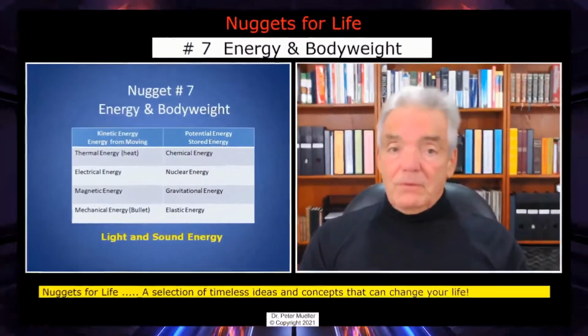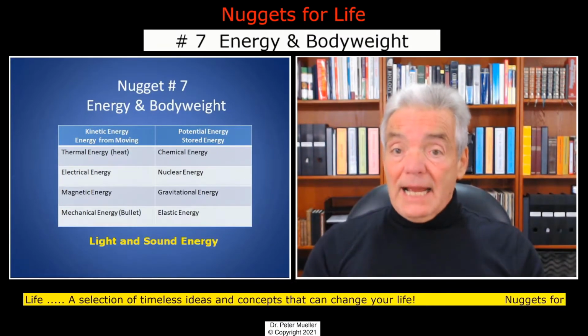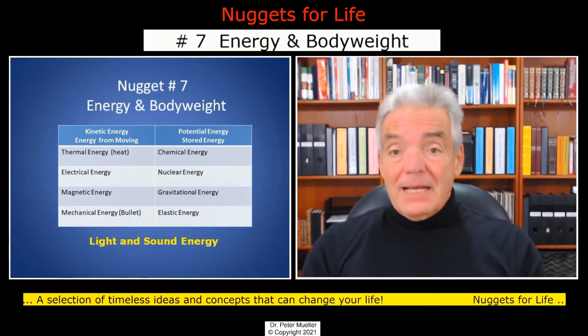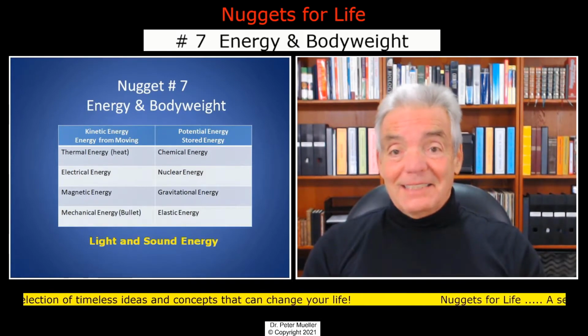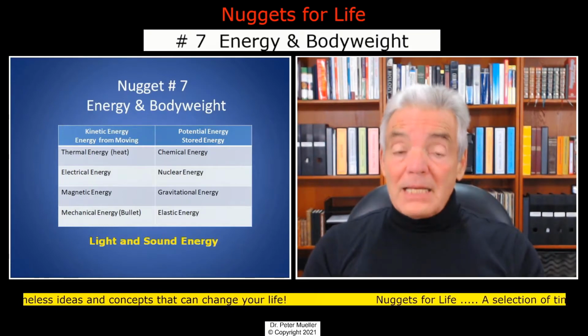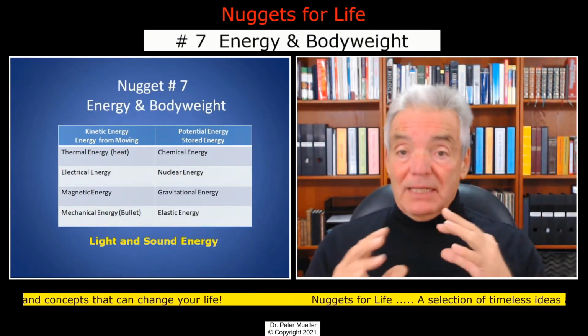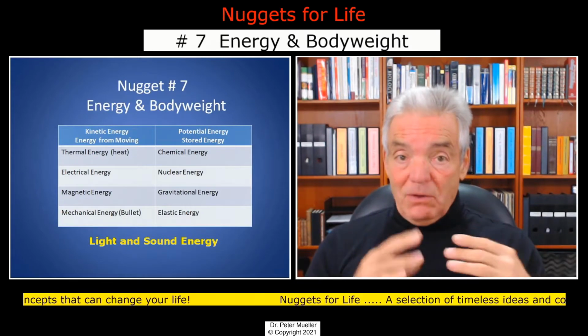Hi, today we talk about nugget number 7, energy and body weight. Energy is what everything is all about. Now, we have basically two major forms of energy we are dealing with all day long.